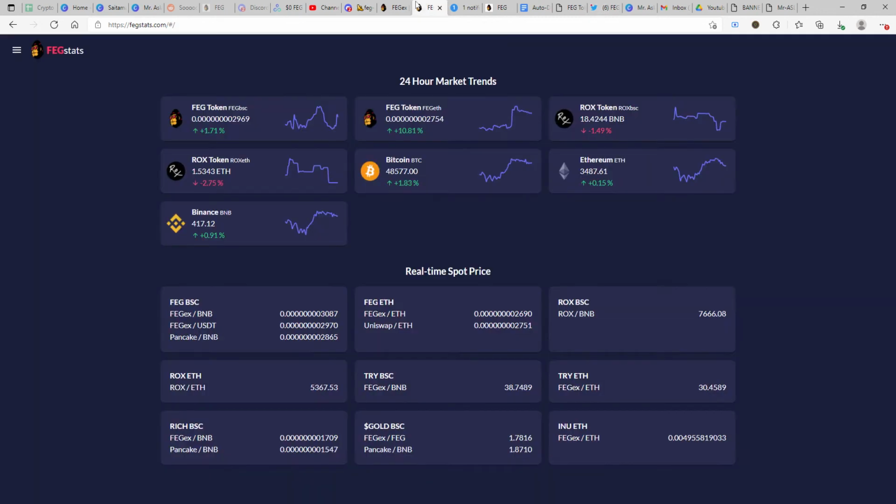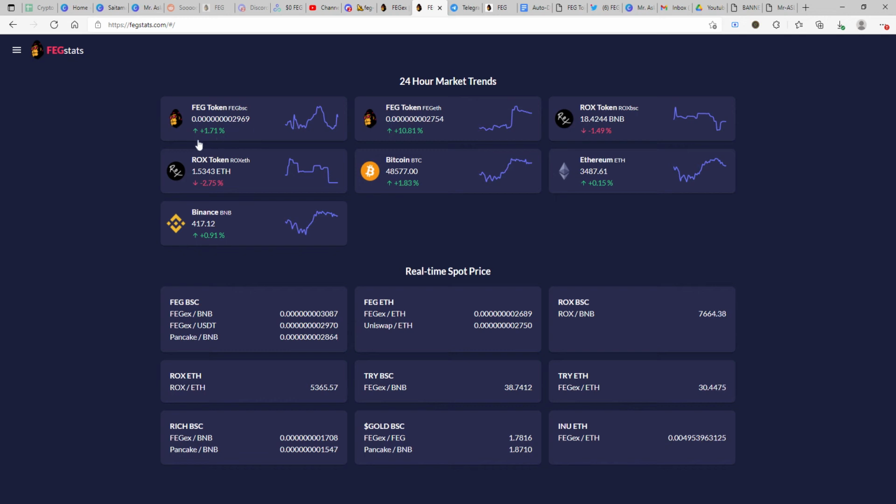Coming down to the FEG stats website, it's fegstats.com. I'll also leave the link for you in the description of the video below. You can just go ahead and navigate to that. So once you come down, you have the Rocks token, the price. It's very neat and sleek, guys. I really like the layout that they have done, very simple and yet informative. I really love the way that they have put it across.